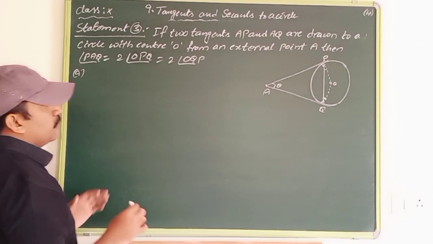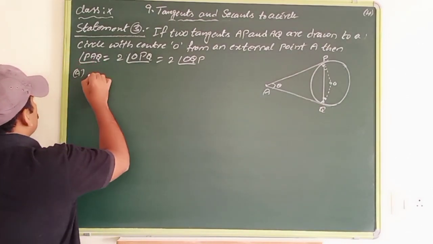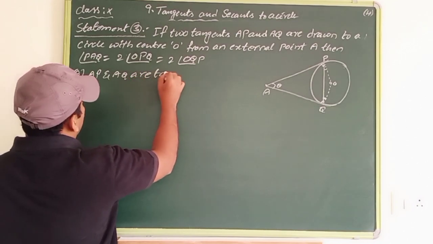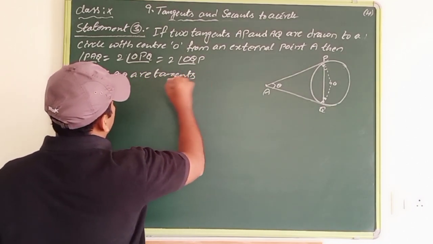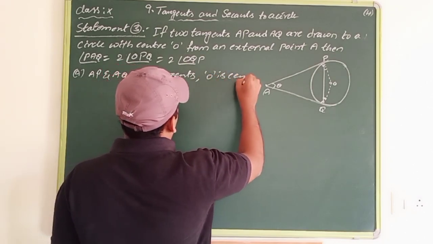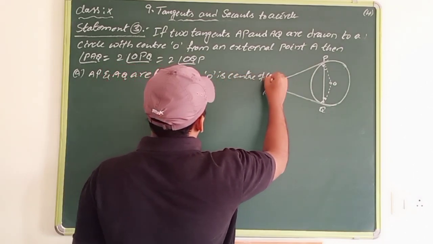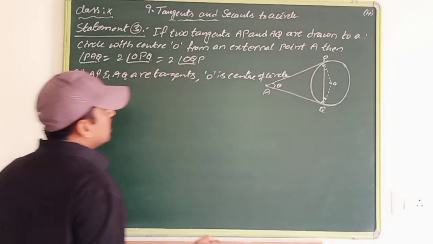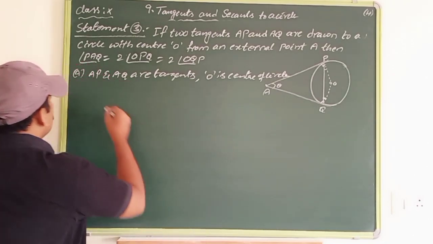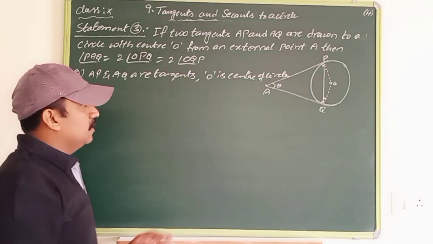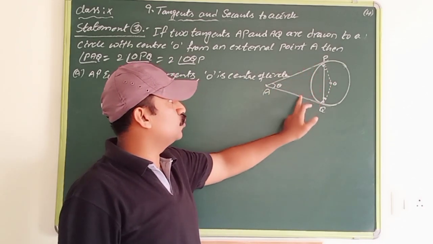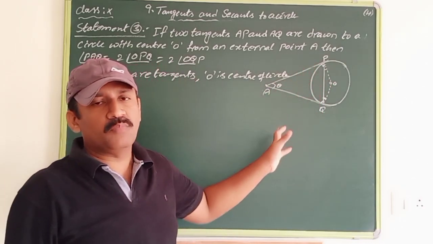First of all, I am going to write what AP and AQ are here. AP and AQ are tangents, and O is the center of the circle. We know that the lengths of the tangents drawn from an external point to a circle are equal. These two are equal, right? We proved that in the earlier theorem.